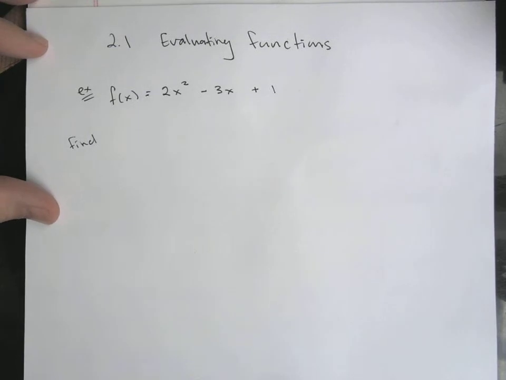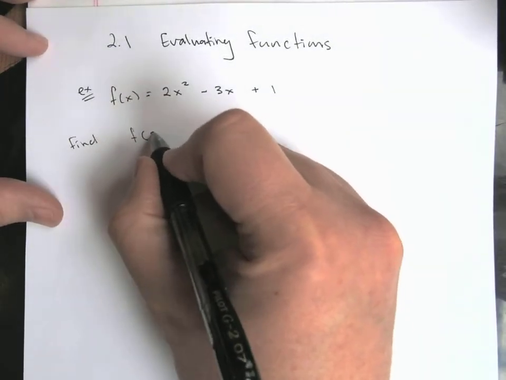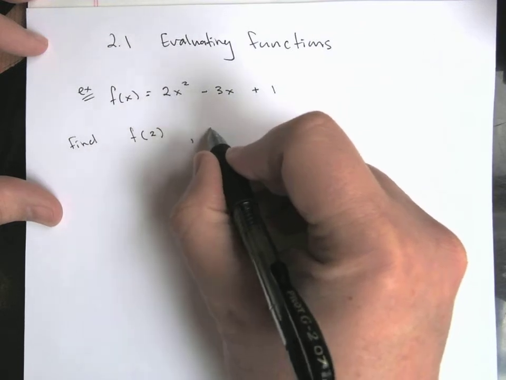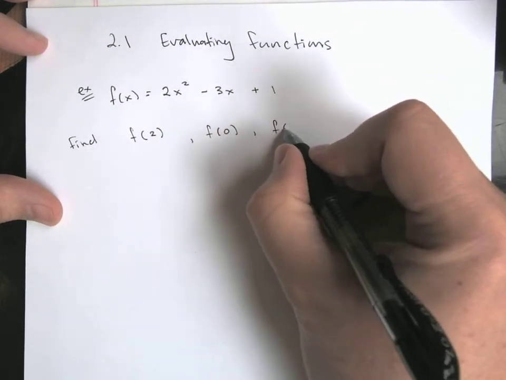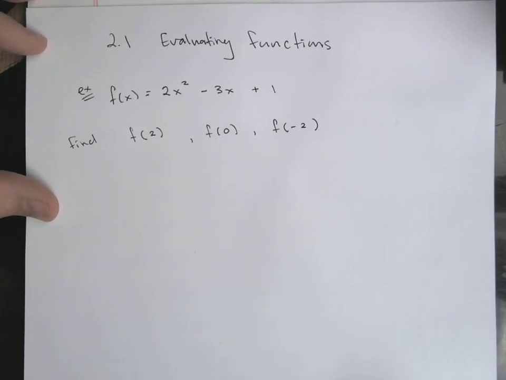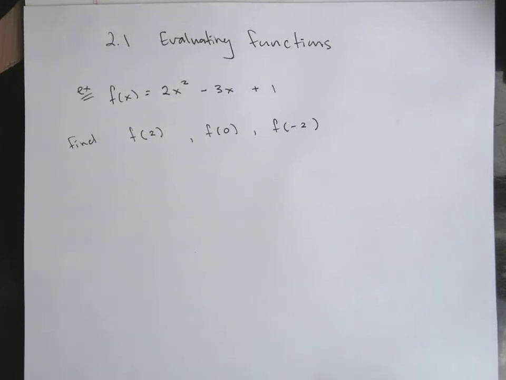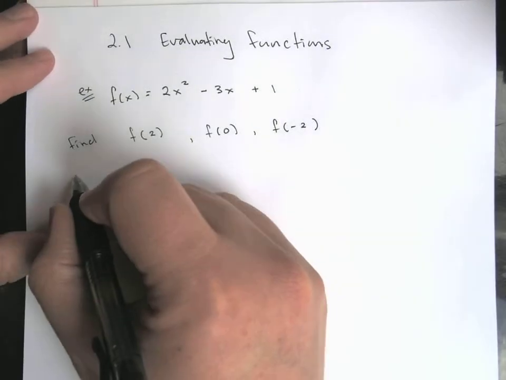So let's find a couple different things. Let's just do a couple with numbers first. So let's do f of positive 2. Let's do f of 0. And let's do f of negative 2. So we'll do a positive number, we'll do 0, and then we'll do a negative number. We'll get a little bit of a spread here. And so all we're going to do is sub these numbers into our formula.